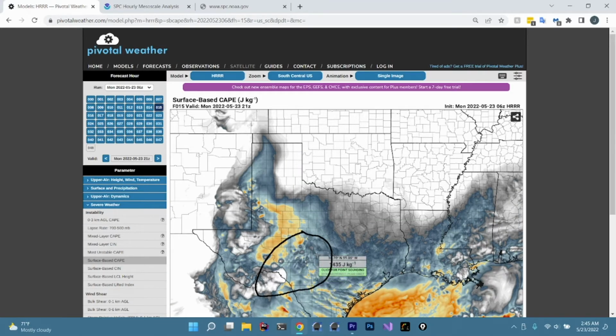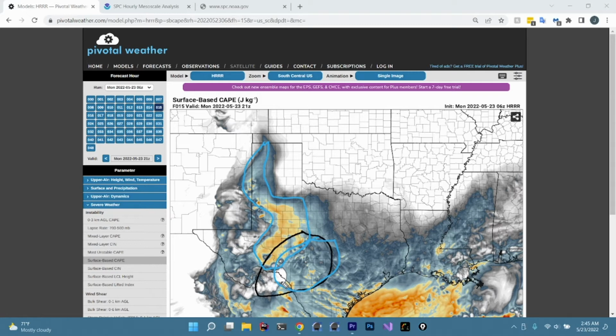Now, as you can see, let's use a different color here. A lot of this CAPE is displaced up here, but there is a little bit right here, and there's still quite a bit here too, but it's a lot higher out here. But there's still plenty in this general vicinity for us to get storms. So we have instability, we have moisture, and we have lift. Well, what's the last thing that we need?